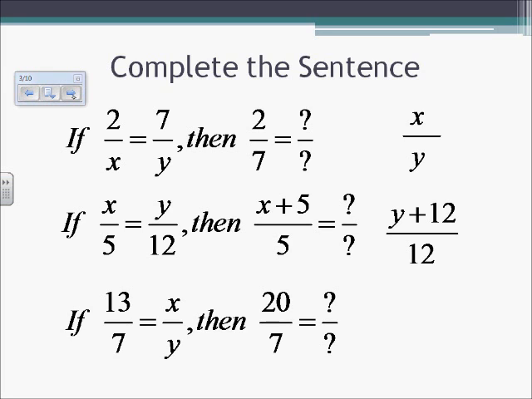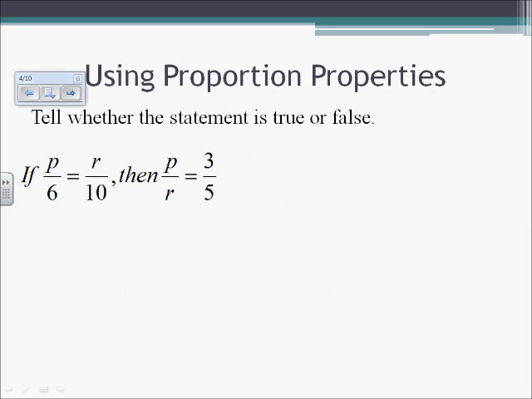If 13 over 7 is equal to x over y, then 20 over 7 is equal to... Notice the change. What has happened from the 13 to the 20? It's been added 7, so we use the second proportion statement. Therefore x plus y over y is what it equals. The big thing to note is what happens between the if statement and the then statement: is it inverting the numerator and denominator, or is it an addition of the denominator on both left and right? Okay, good.